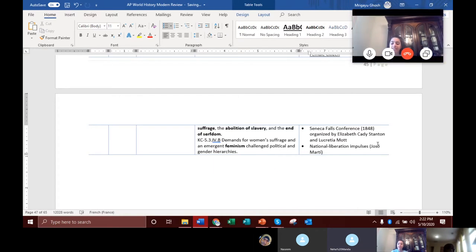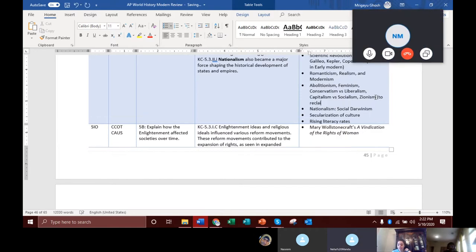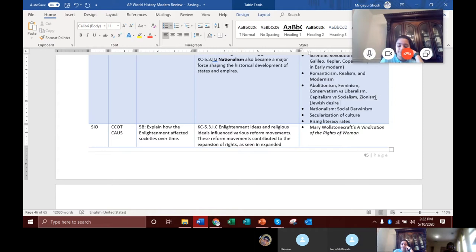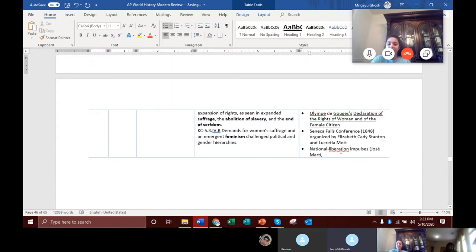Also, there's another ism, Zionism. Zionism, okay. That's Jewish, right? Yeah, it's Jewish. That's the desire to reclaim the promised land, right? Yeah, and it increased the holy lands. Too many holy lands. Why do we have so many? Or actually, we have too little because they all share holy lands.